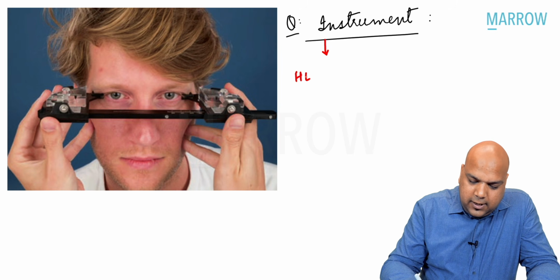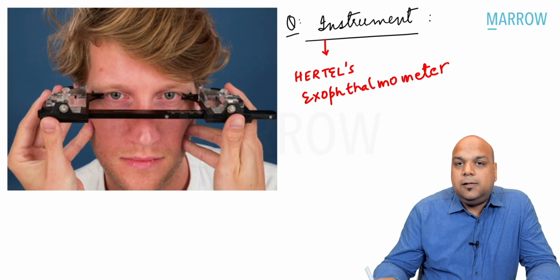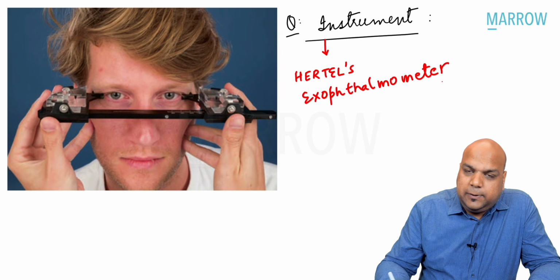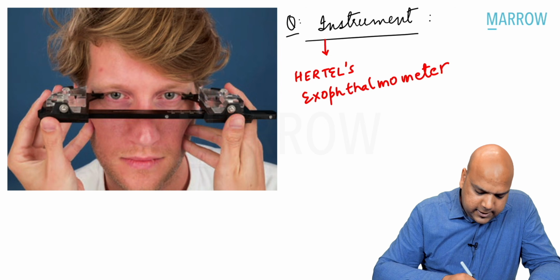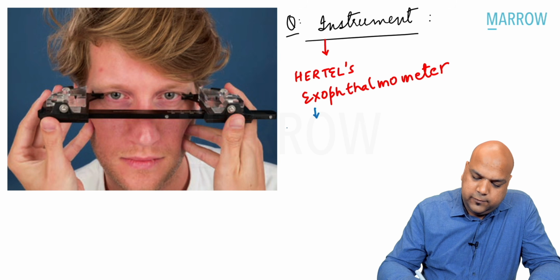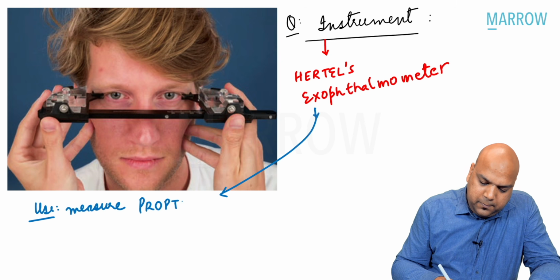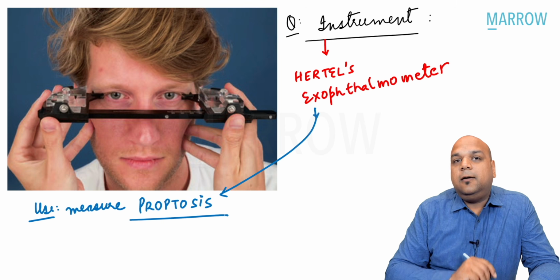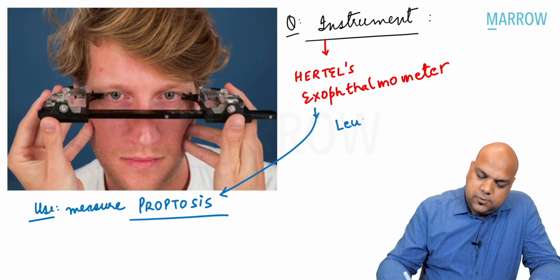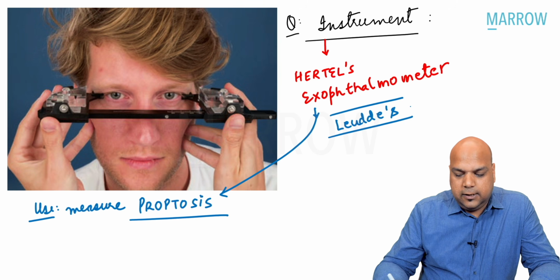I know. This is called Hertel's exophthalmometer. Exophthalmometer is telling you the use. What is the use of Hertel's exophthalmometer? The use of Hertel's exophthalmometer is that you measure exophthalmos or you measure proptosis. Am I right? Can you tell me another name which is used, that is called Luedde's exophthalmometer? That is not shown in the photograph here.